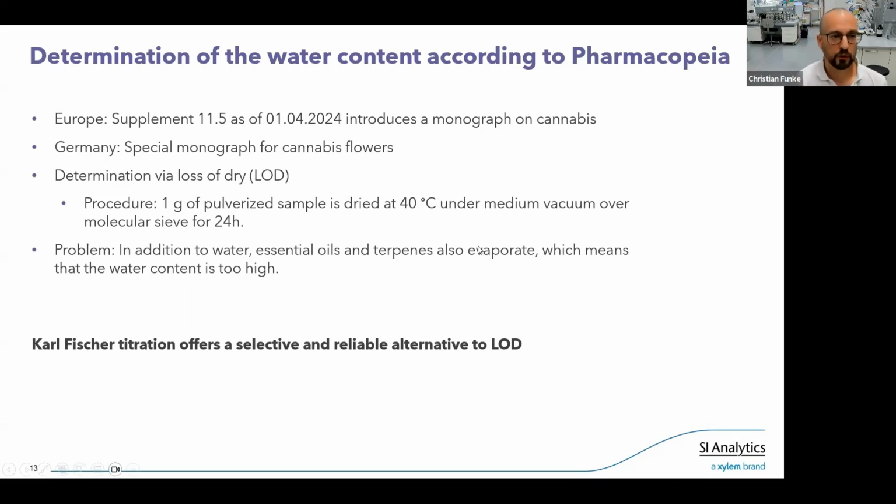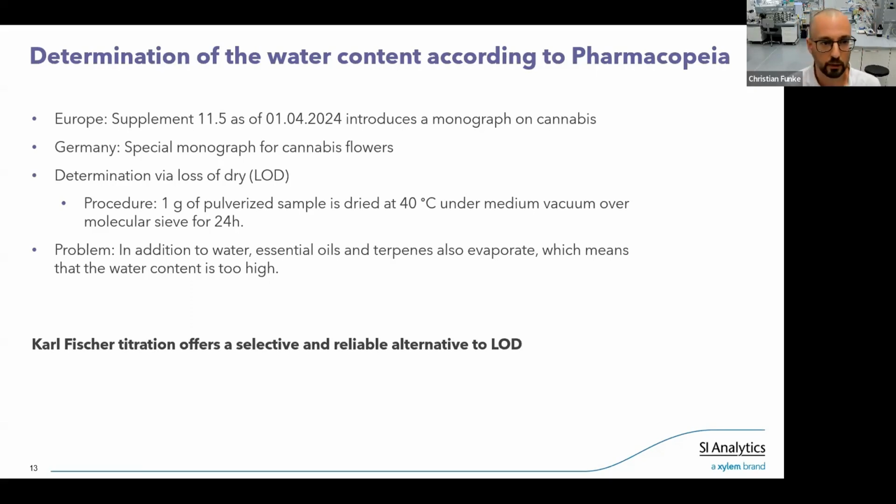And this monograph defines that the water content is determined as so-called LOD, the loss on drying. And how is this done? You take 1 gram of the cannabis, pulverized or cut, and dry it at 40 degrees under medium vacuum over molecular sieve for 24 hours. So what you see here is that these are very mild conditions over a very long time.